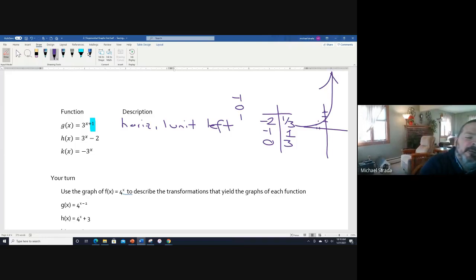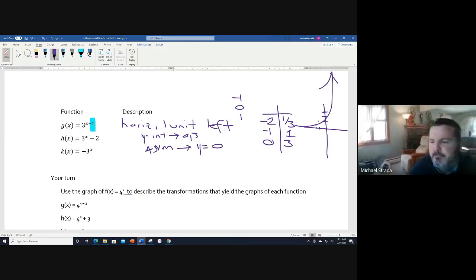So what is that affected? Well, obviously, it's affected the y-intercept. All right, it's no longer 0, 1. It's now 0, 3. The asymptote is the same as well. It has not changed because there's no vertical shift. And it is increasing to the right.